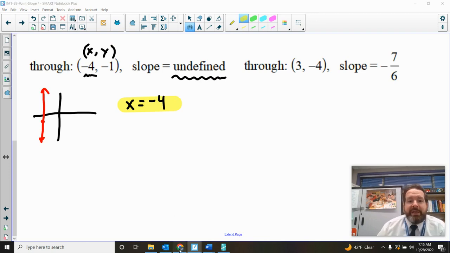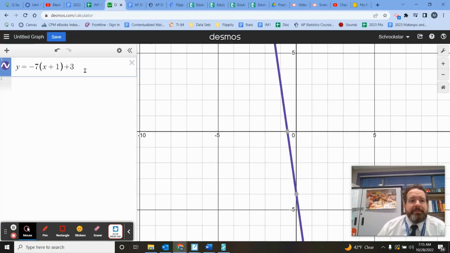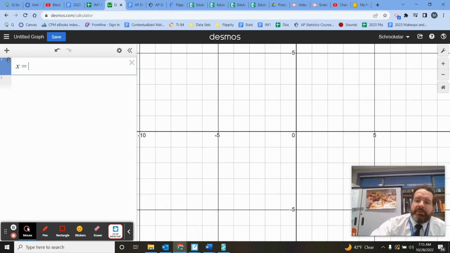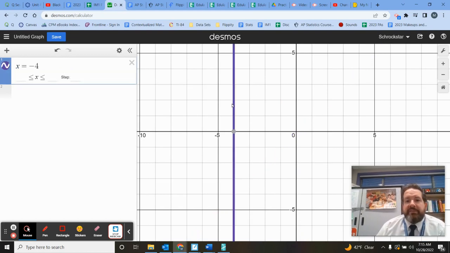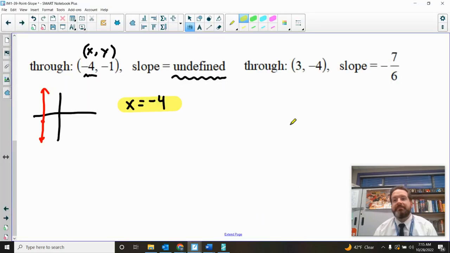This is a good one. Again, I'm going to check on our Desmos really quickly. X equals -4. Does that, in fact, go straight up and down? It does. Does it go through the ordered pair -4, -1? Yes, it does. Right there it is. So we have done a good job.